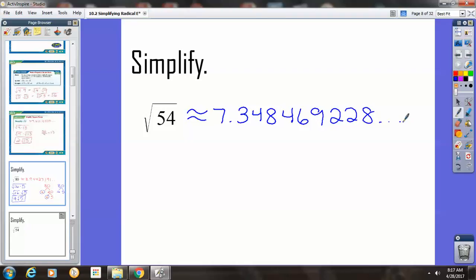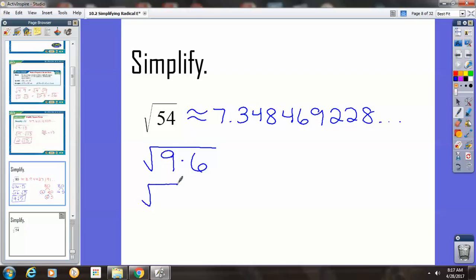4 doesn't go in. 6 times 9. Now 6 isn't on our list, but 9 is, so it'll work. Let's use 9 times 6. And when I'm writing this, I always put my perfect square first, so when I take the square root of it, it's going to be in the front.